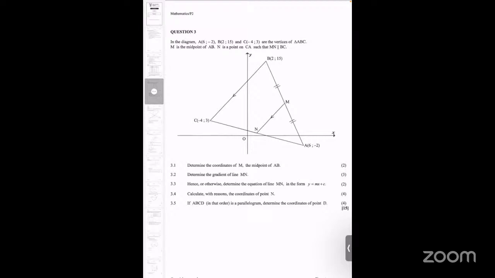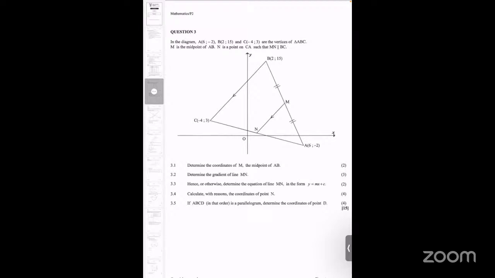having the coordinates of 6 and -2. Yes, it does make sense to be in that quadrant because X is positive, Y is negative. And then we've got point B having the coordinates of 2 and 15. Yes, it makes sense to be in that quadrant because all the X and Y values are positive in that quadrant. And then we've got point C, -4 and 3. It makes sense for it to be in that quadrant. Those are the vertices of triangle ABC.